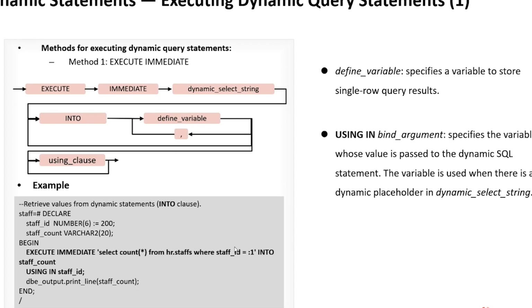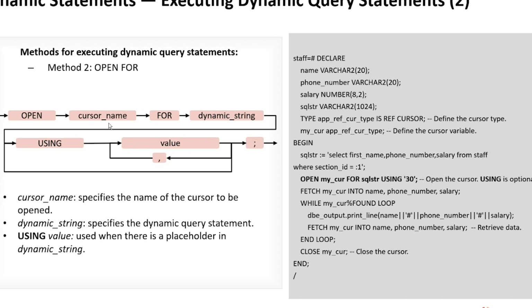We put the result of that SQL statement into the staff count variable, using staff ID as a placeholder. So actually, 200 here is specified as the placeholder. And another way for executing dynamic statements is the open for statement. In this case, we open a cursor name for a dynamic string, using a specific value as the placeholder. And on the right side is an example of that.